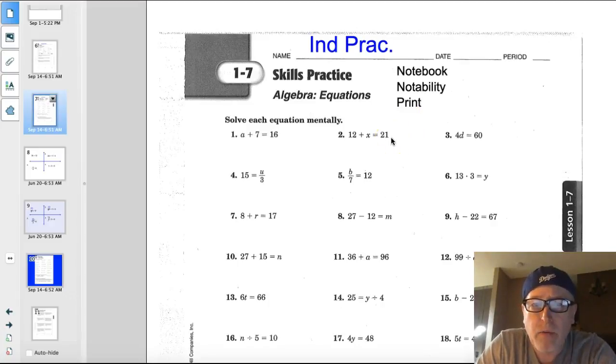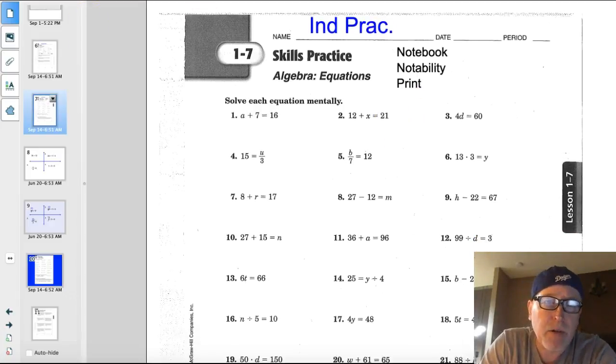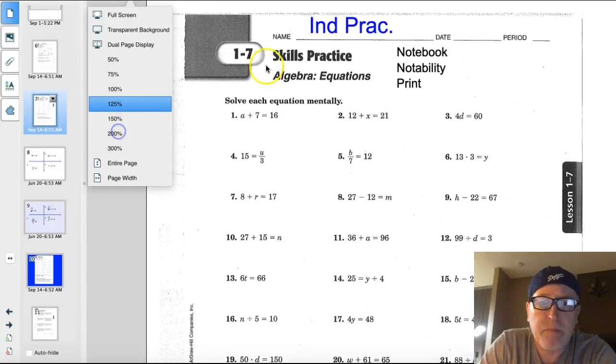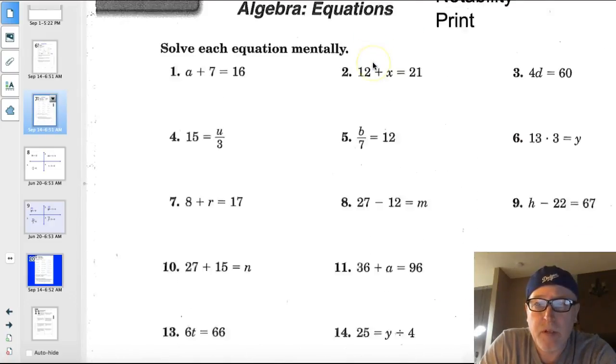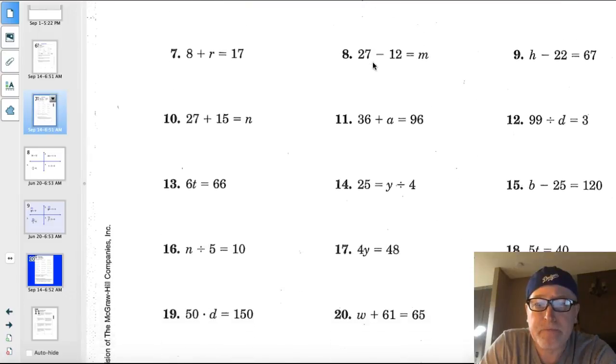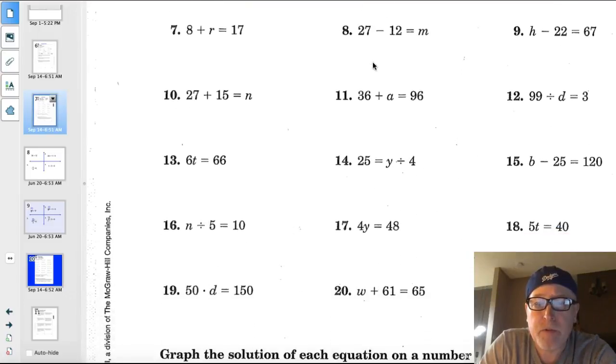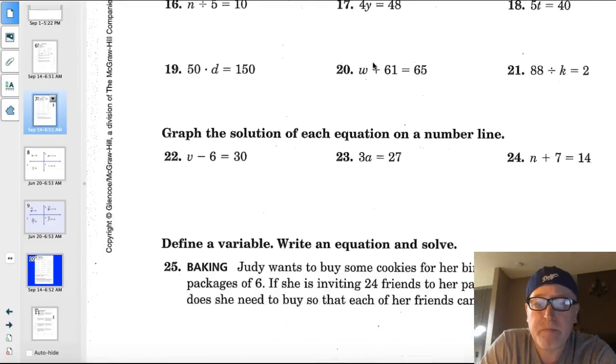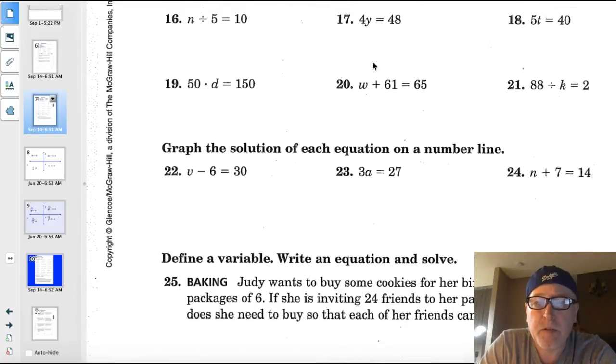Okay? Alrighty then, let me just make these bigger and I'll let you take a look at them. 1 through 9. 7 through 18. There's the rest. Now, if you wanted to put it into Notability, I will have attached a PDF to this assignment. You can print it out from that PDF as well.